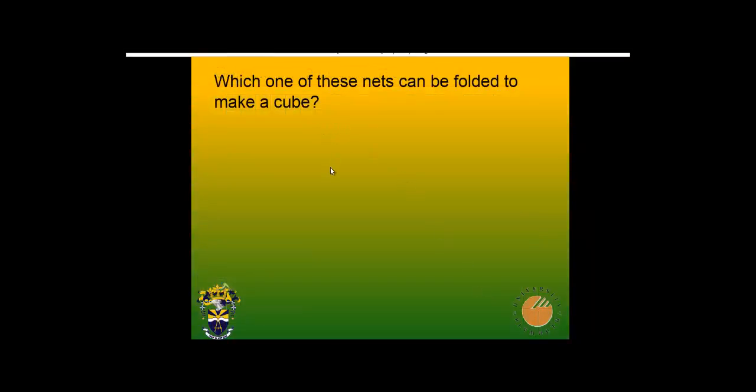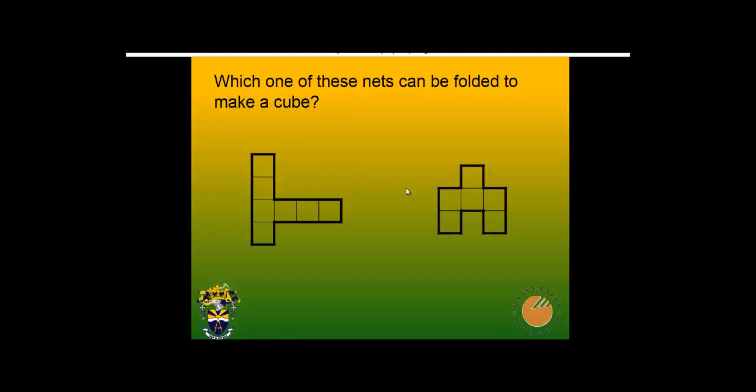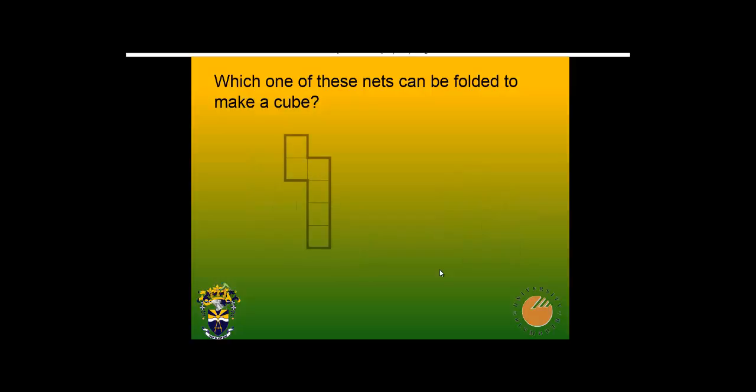Which one of the nets below can be folded to make a cube? This one can, but it has an overlap. Note there's 7 squares, and this one can't. What about these two? This one can't, and this one can.